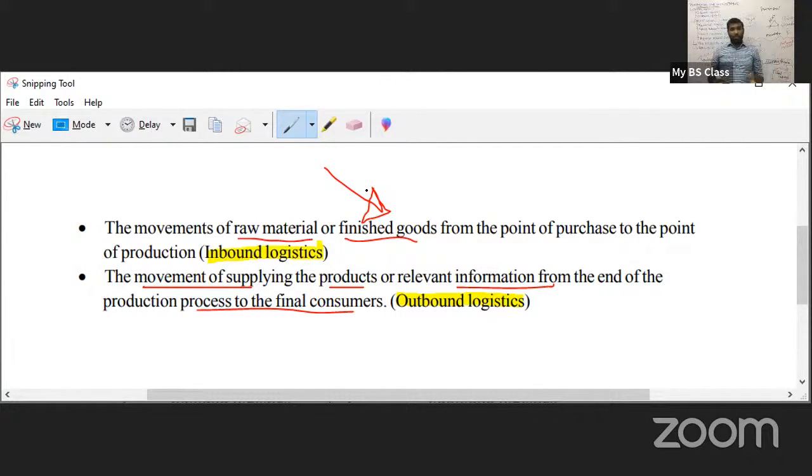But they also do have inbound logistics. So that's what they mean. The movement of raw material, or depending on the type of business, sometimes the finished product as well, that you get into your warehouse. And then until it reaches the final consumer, all of that comes under the outbound logistics.